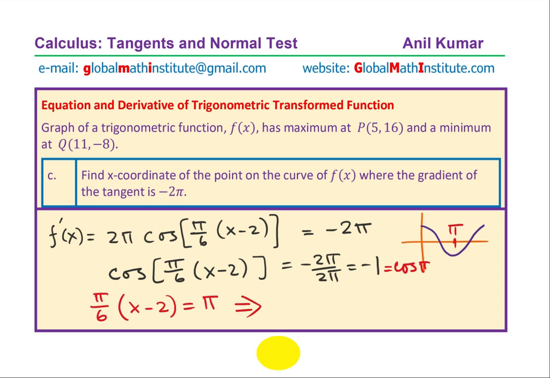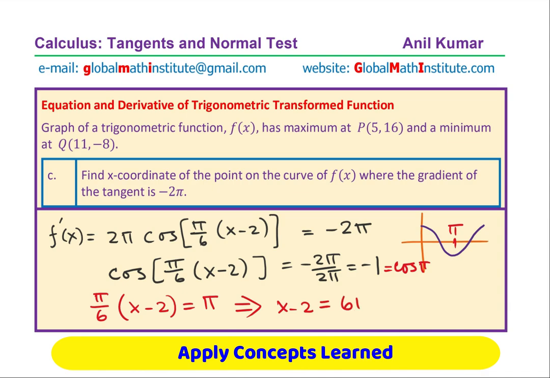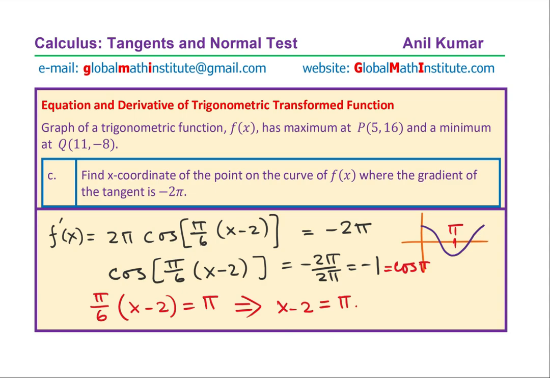So we can simplify this. Pi and pi cancel. We get x minus 2 equals 6 pi, rather 6, right? You can multiply first. Pi times 6 by pi, you write like this, which is 6, correct? So now from here, we can say x is equal to 6 plus 2, which is 8. So at x equals 8, the gradient will be minus 2 pi. Does that make sense to you? Perfect. So that is how we are going to solve this particular question.